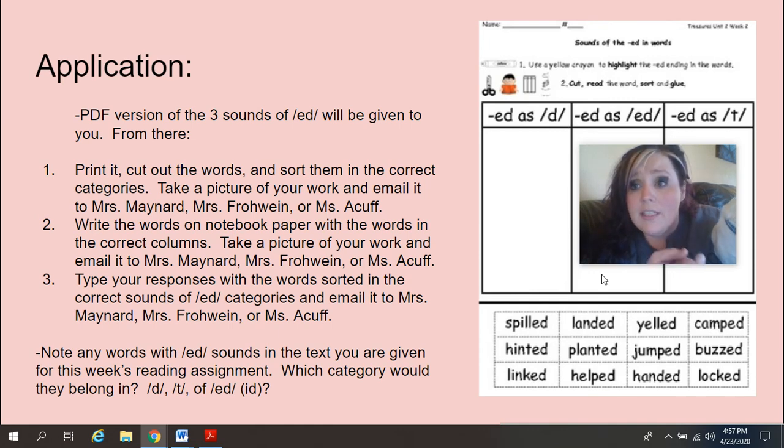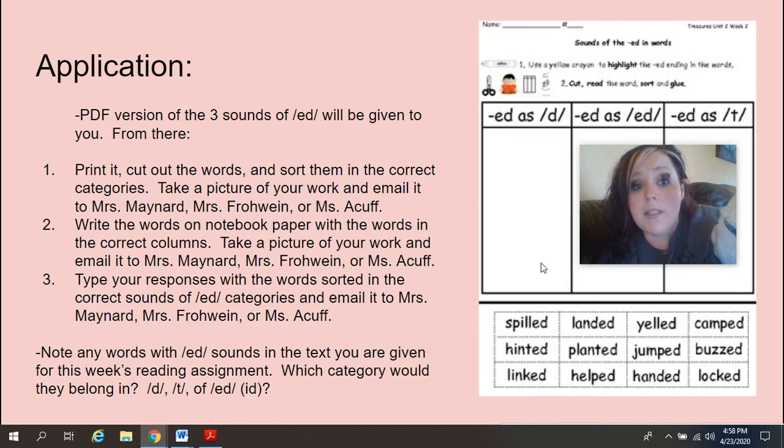Does it make the d sound, the t sound, or the ed sound? And put them in the categories. So you can do it a few different ways. You can print out the paper and cut out the words and sort them. And then you can glue them down, and then take a picture of your work and email it to Mrs. Maynard, Mrs. Frohwein, or myself. You can write the words on notebook paper with the words in the right columns, and take a picture of your work and email it to Mrs. Maynard, Mrs. Frohwein, or myself.